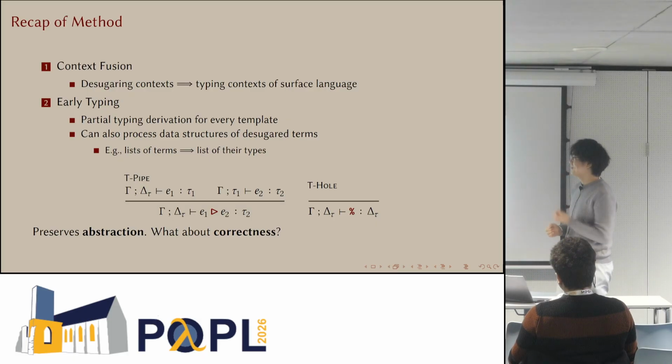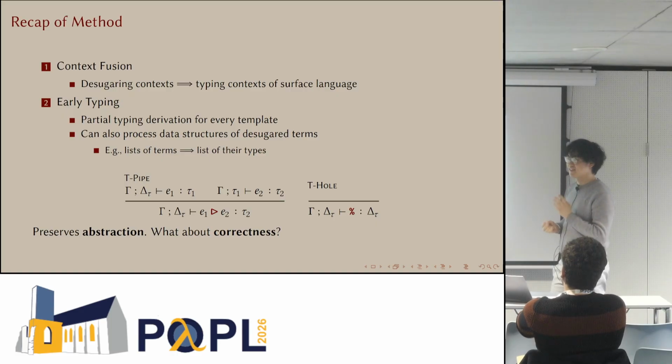And as a recap, we have two steps. First, context fusion. And in context fusion, we introduced the desugaring context as a typing context, part of the typing context of the surface language.